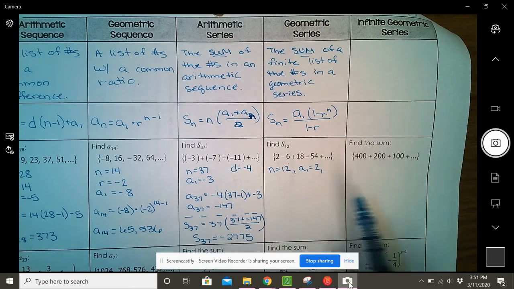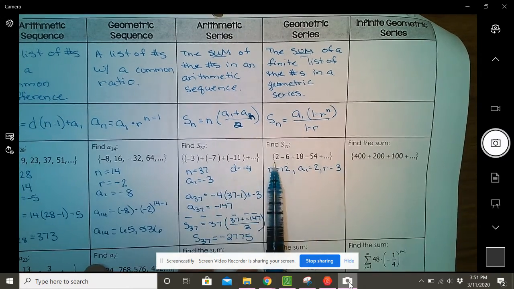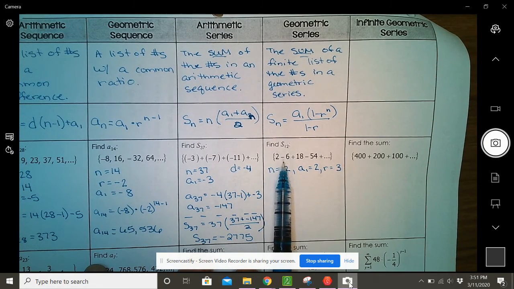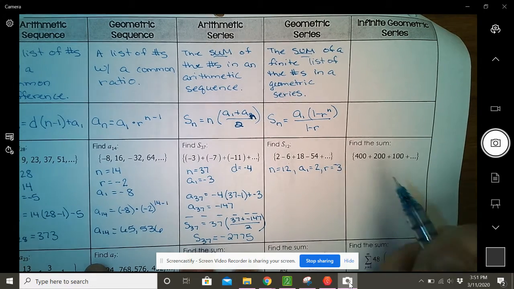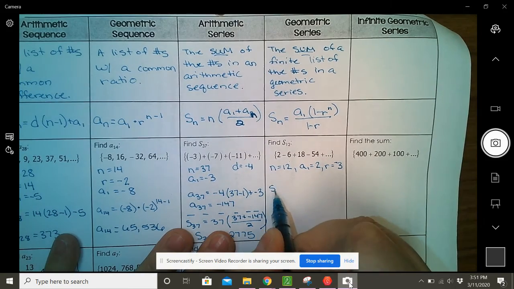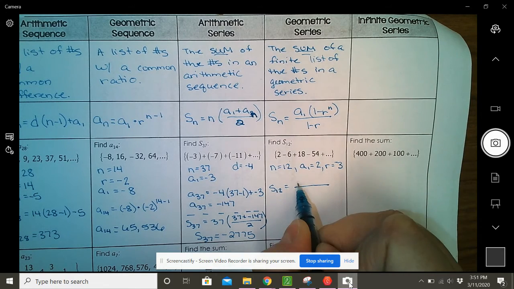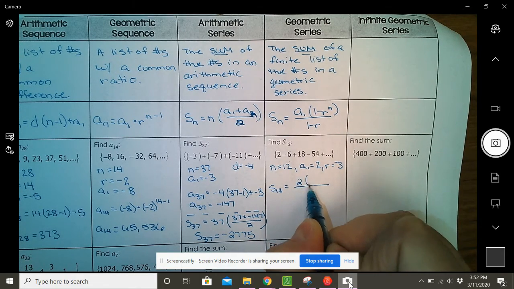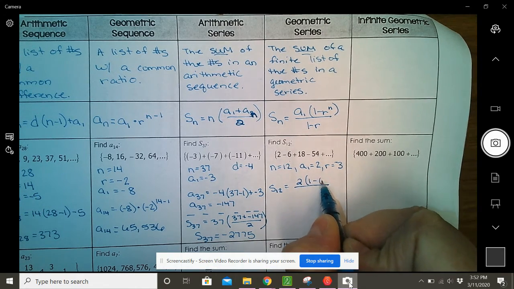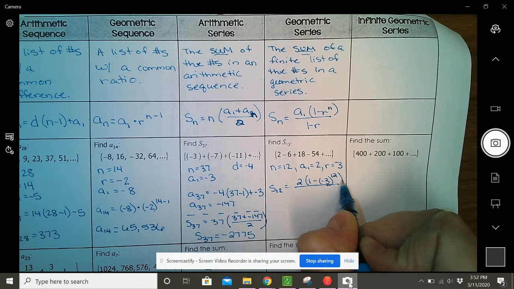We multiply by 3. So my R value is going to have a 3 in it, but also recognize that we're changing signs. We're going from positive to negative, negative to positive, positive to negative. So the R value is a negative 3. So now we're ready to put everything into the formula. We're finding the sum of 12 terms in this sequence. The first term is 2. R value is negative 3. And the n value is 12.